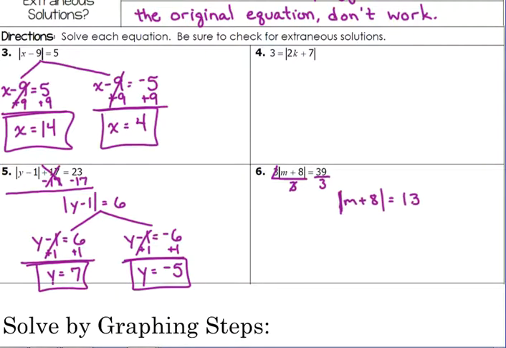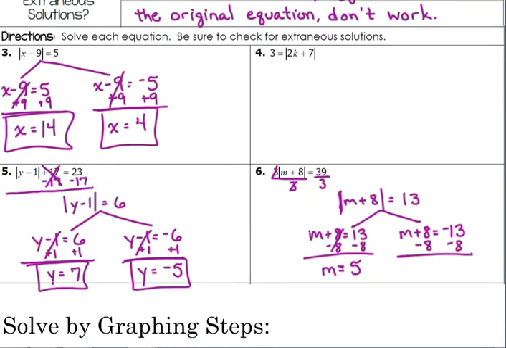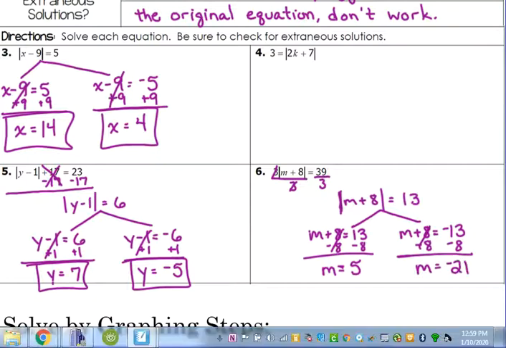So we're multiplying the absolute value by 3. The opposite is to divide. So we divide both sides by 3. Our absolute value is by itself. So now we set our 2 cases up. M plus 8 is equal to 13. M plus 8 is equal to negative 13. Solve them individually. Subtract 8. 13 minus 8 is 5. Subtract 8. Negative 13 minus 8 is negative 21.